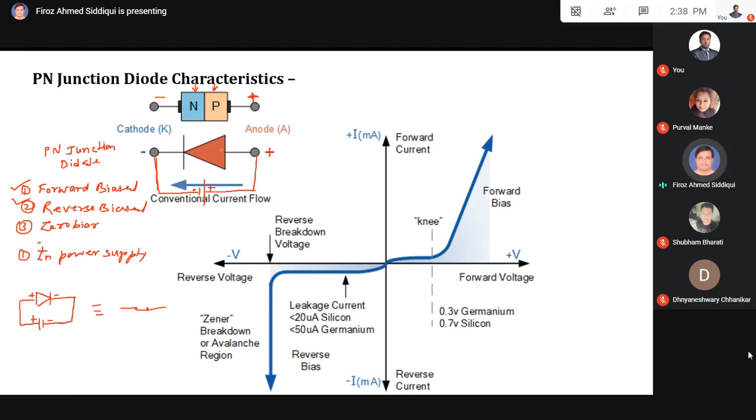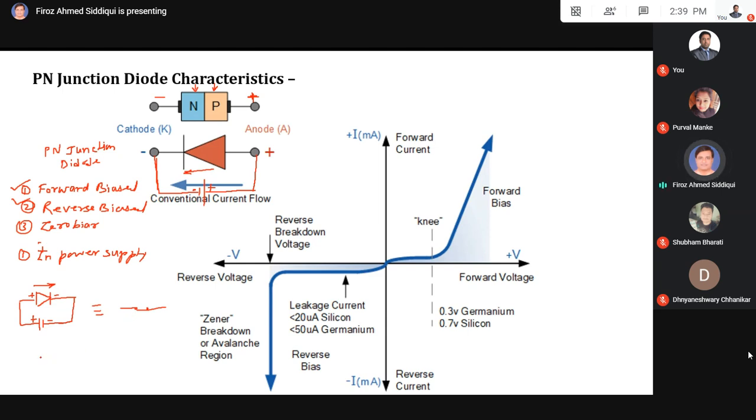If you see this diagram here, this arrow shows the direction of the current. So if the diode is in forward bias condition, it will allow the current to flow through it in this direction, that means from the positive terminal to the negative terminal of the diode, that is from the P-type material to the N-type material. So if the diode is in forward bias condition, it will act like a closed switch.